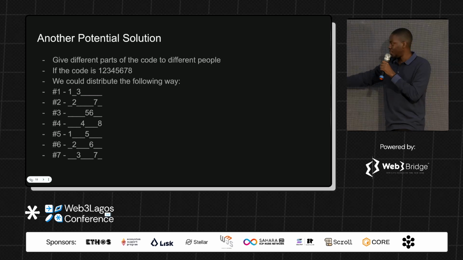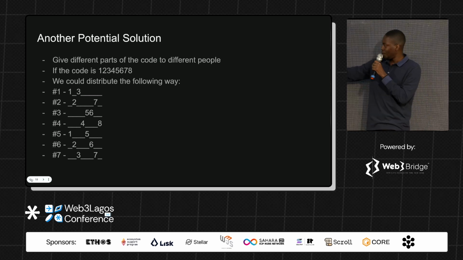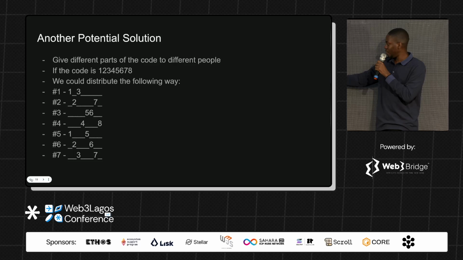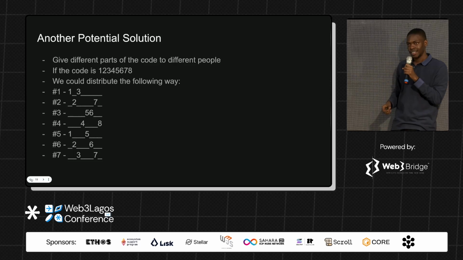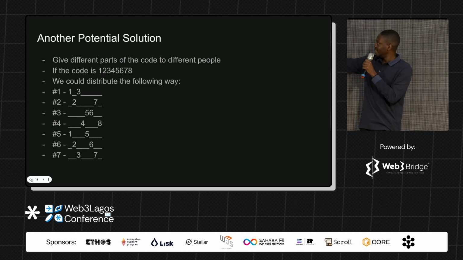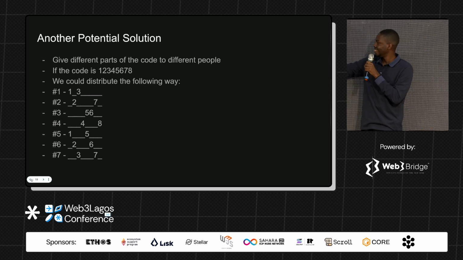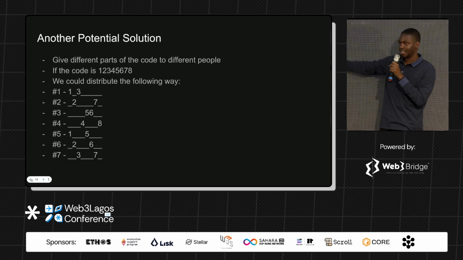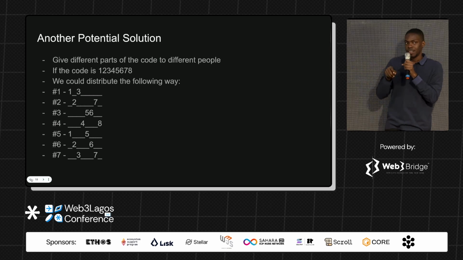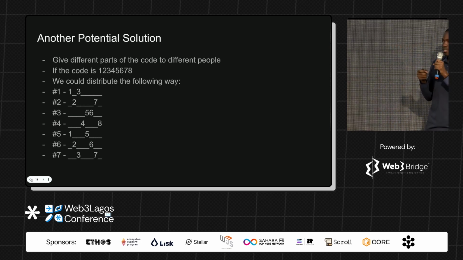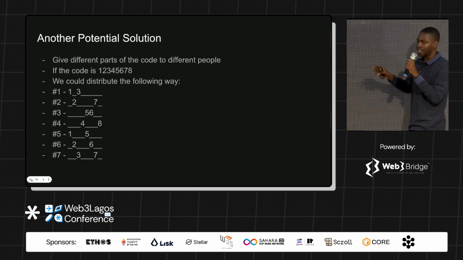Now, we can also see 4, 5, 6, 7, 8. They have 1, 2, 3, 4, 5, 6, 7, and 8. So they can still open it. This makes sense. But now, what if we had 2, 3, 4, and 5 coming together? We'll notice a problem. We have 1, we have 2, but we have no 3. We have 4, 5, 6, 7, and 8. So this solution kind of works, but it's not complete. But there's even a bigger problem here.